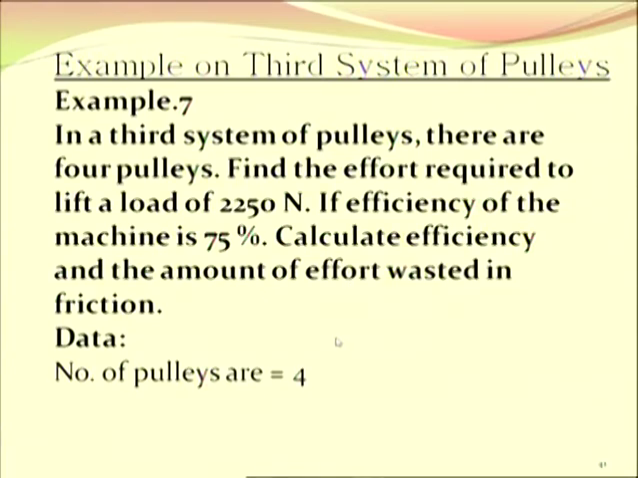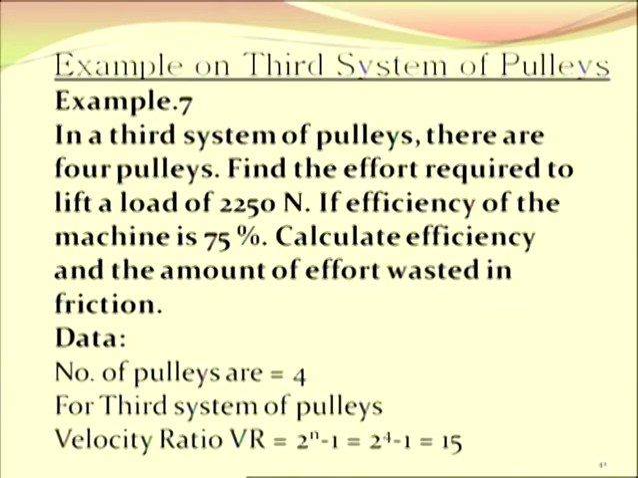According to the velocity ratio equation for a third system of pulleys, that is 2 raised to n minus 1, we can say that velocity ratio VR is equal to 2 raised to n minus 1, that is 2 raised to 4 minus 1, that equals 15. So from this we obtain a velocity ratio of 15.